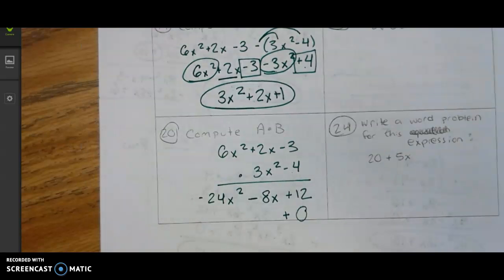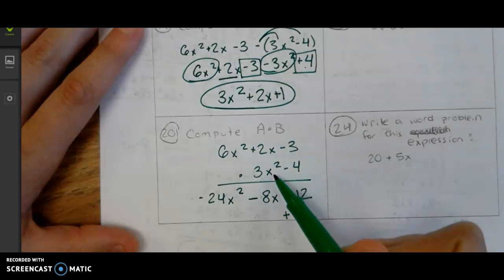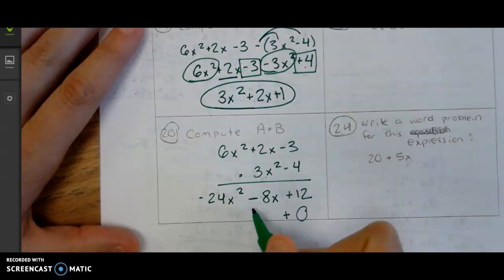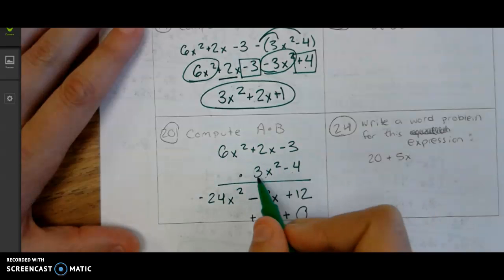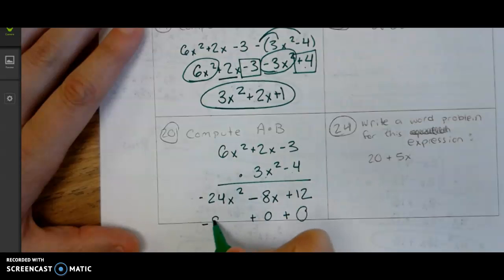I put my plus 0, but watch this. I've got x squared here. So when I multiply these, I still get x squared. So what I'm going to do, since this skipped the x term, is I'm going to go ahead and put a second 0. Okay. So now I get negative 3 times positive 3 is negative 9 x squared.